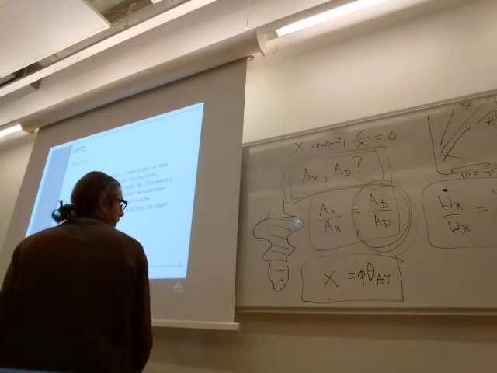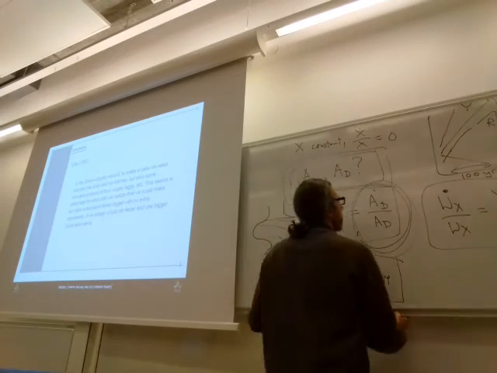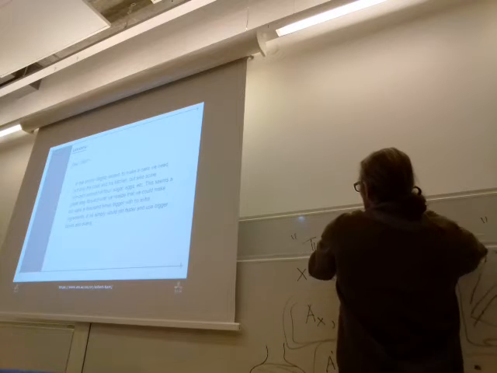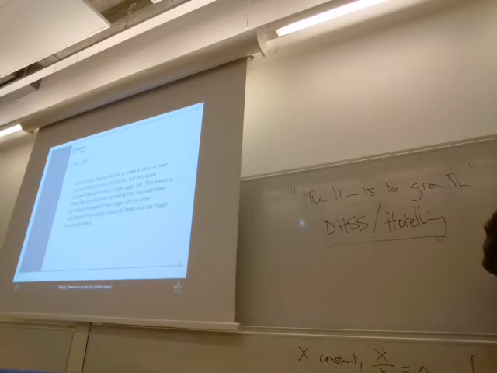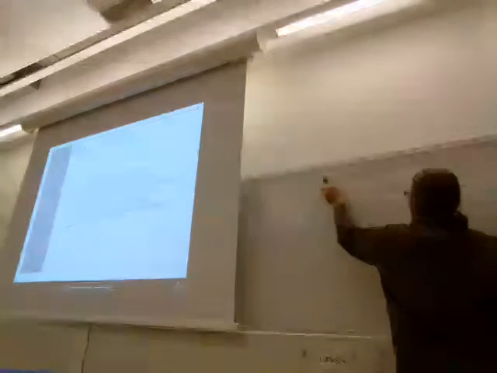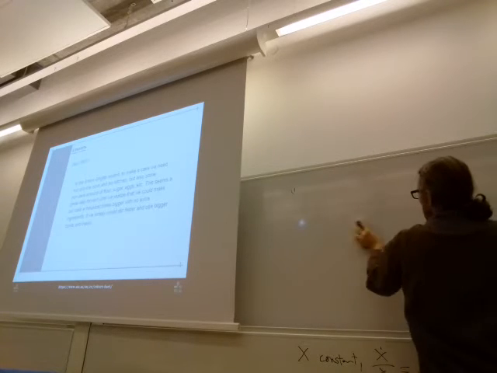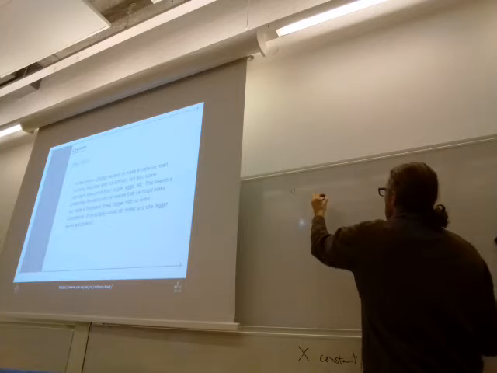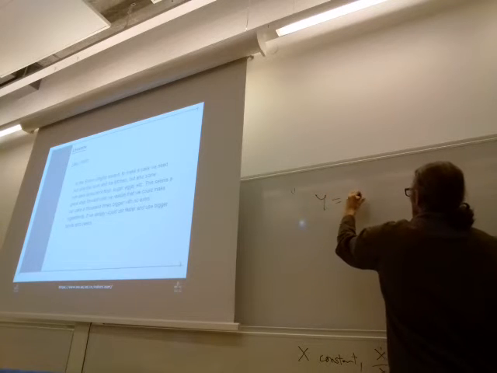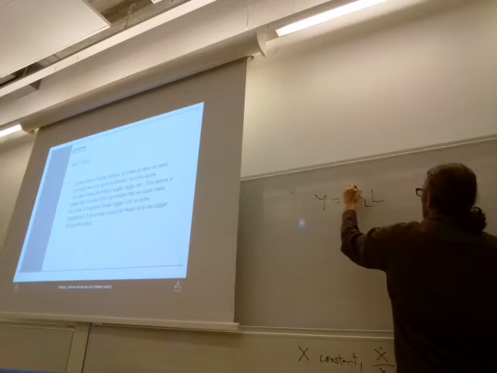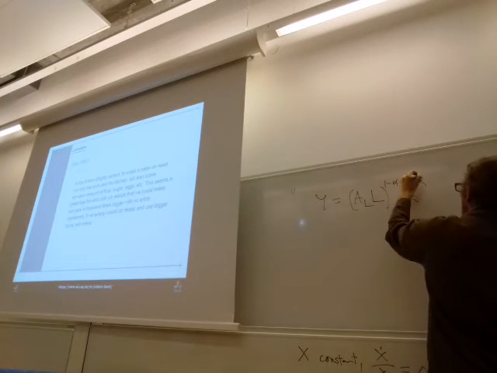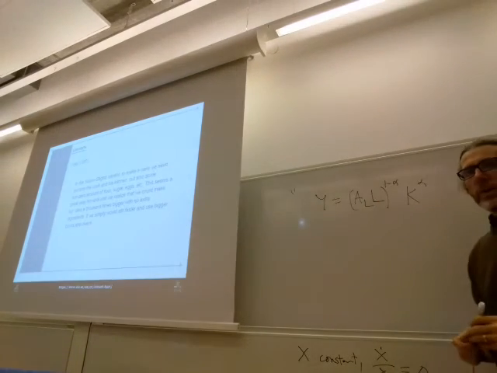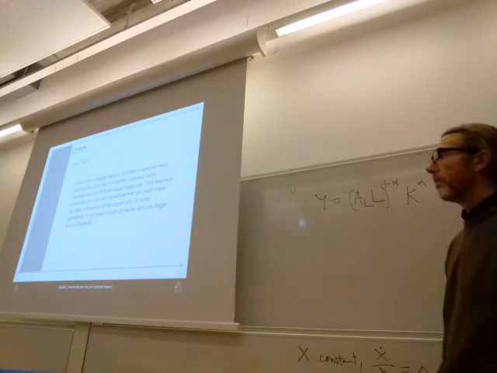So what's this all about? Daly's starting point here is the Solow model, which says Y is A_L L to the 1 minus alpha, K to the alpha. Okay. So there's no natural resources at all.